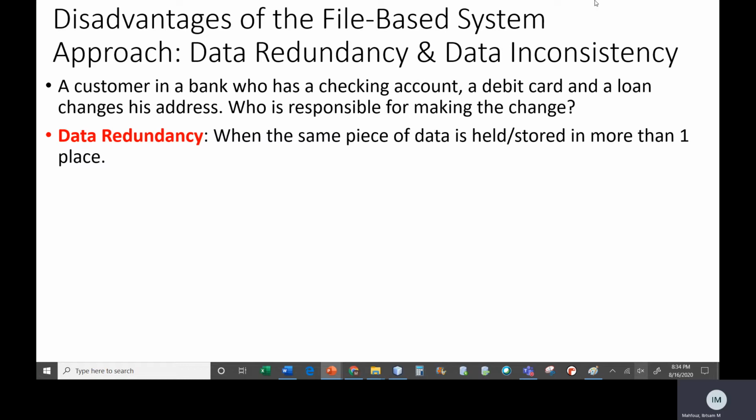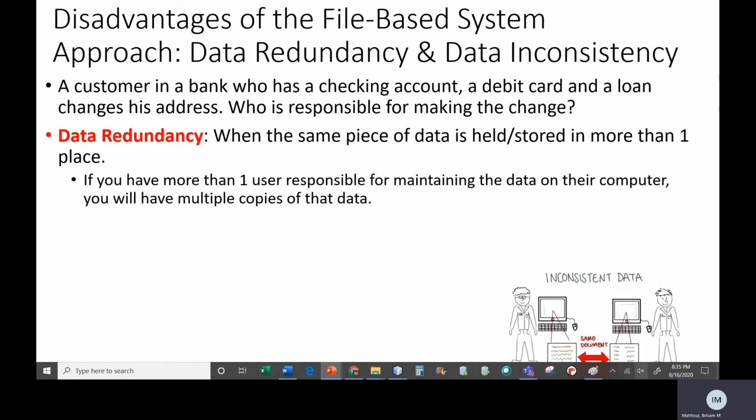And so when you need to make a change, now you need to make the change in more than one place. And so number one, you are wasting space. Of course, your address is just a one-line address. But if it's a lot of data that we're storing, and we're storing it in multiple places, then because of this data redundancy, we are losing space because we're storing the same piece of information more than one time.